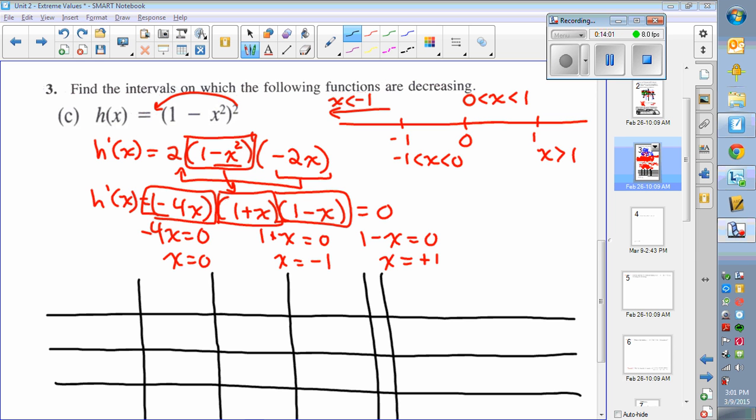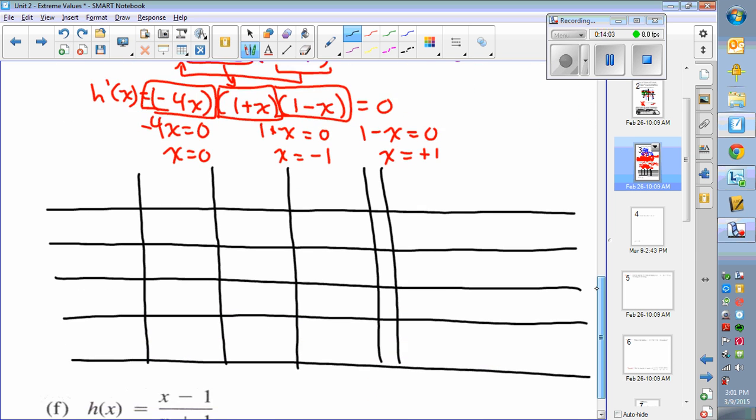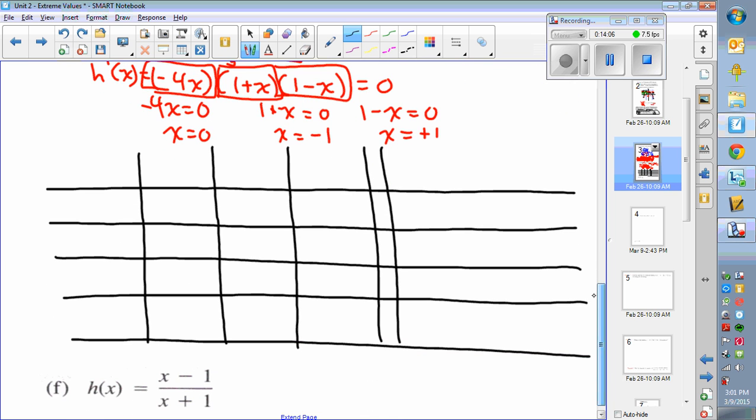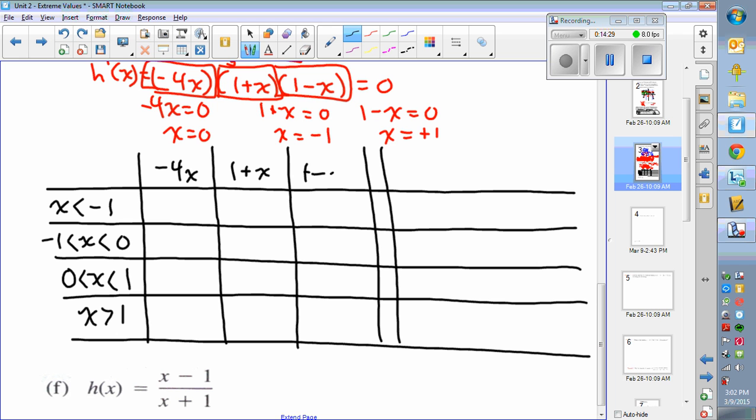Okay, so I went ahead and started to fill in the table, or create a table at least. My intervals, if you recall, are x smaller than -1, between -1 and 0, between 0 and 1, and x bigger than 1. My factors across the top are -4x, 1 plus x, and 1 minus x. And the whole thing will be the derivative h prime of x. We're looking to see if that's positive or negative.